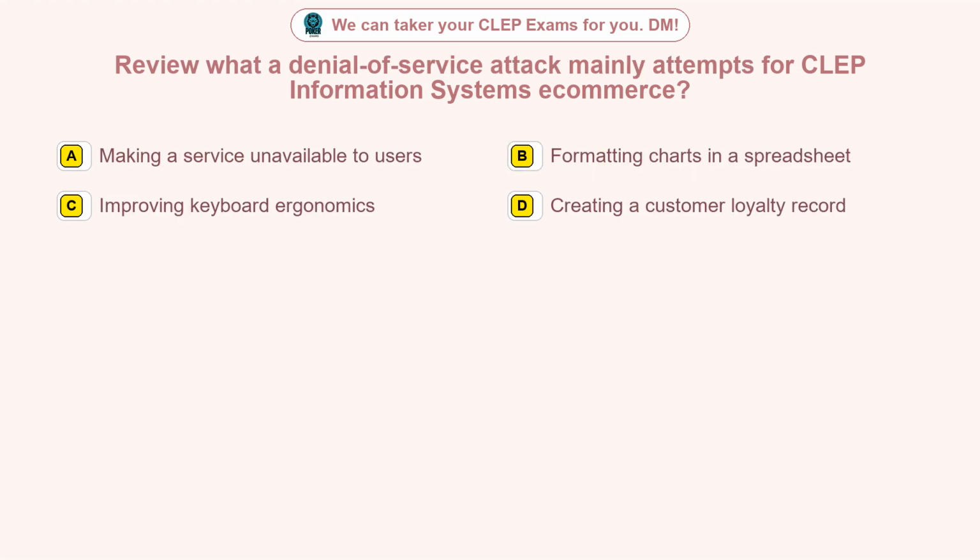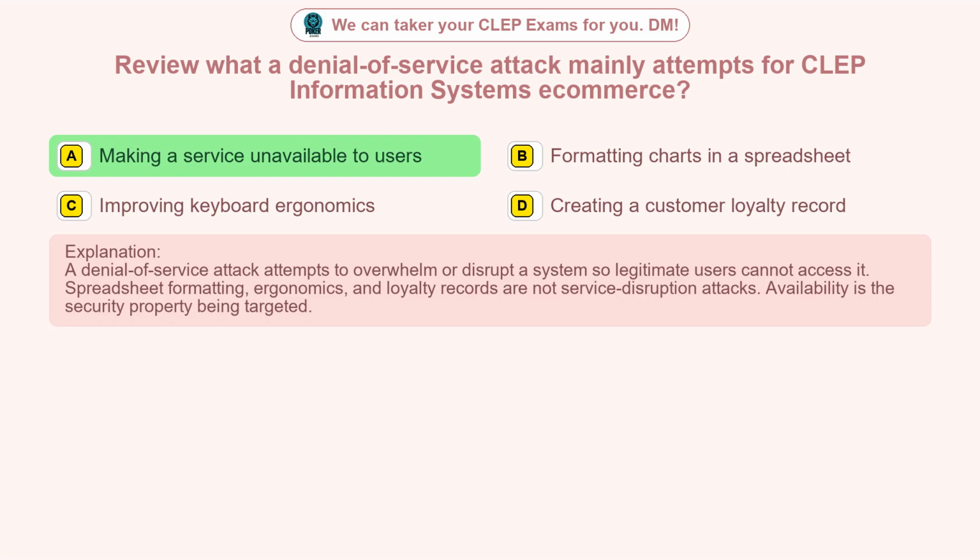Question 44. Review what a denial of service attack mainly attempts for CLEP Information Systems Ecommerce. Option A. Making a service unavailable to users. Option B. Formatting charts in a spreadsheet. Option C. Improving keyboard ergonomics. Option D. Creating a customer loyalty record. The correct answer is option A. Making a service unavailable to users.